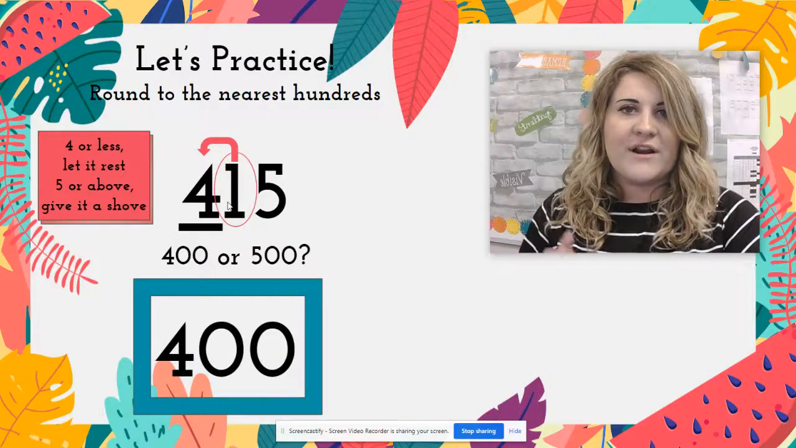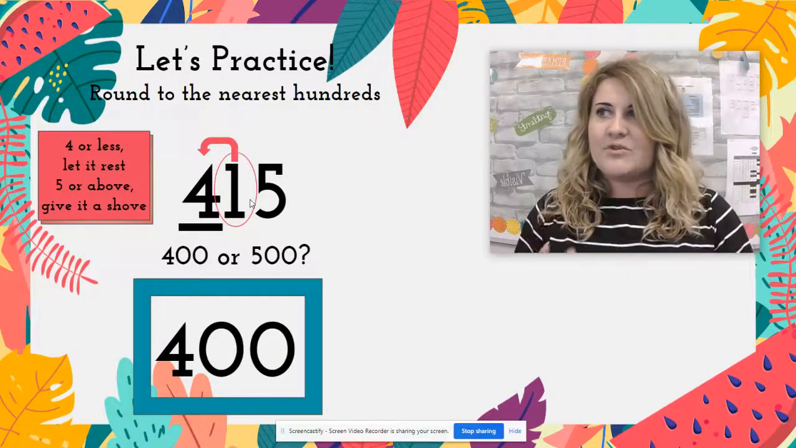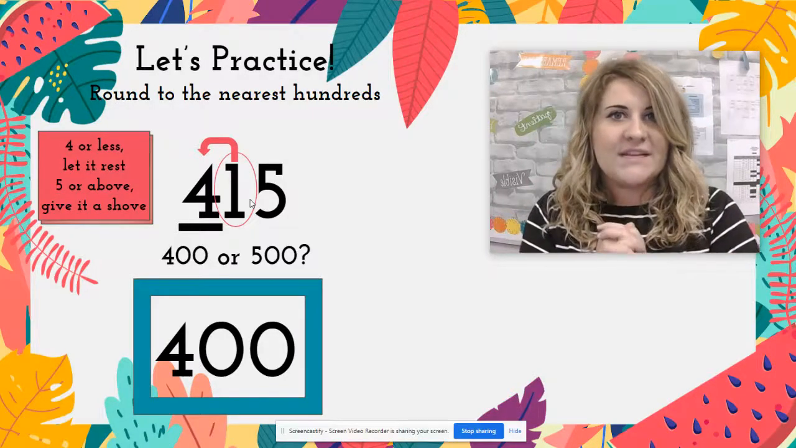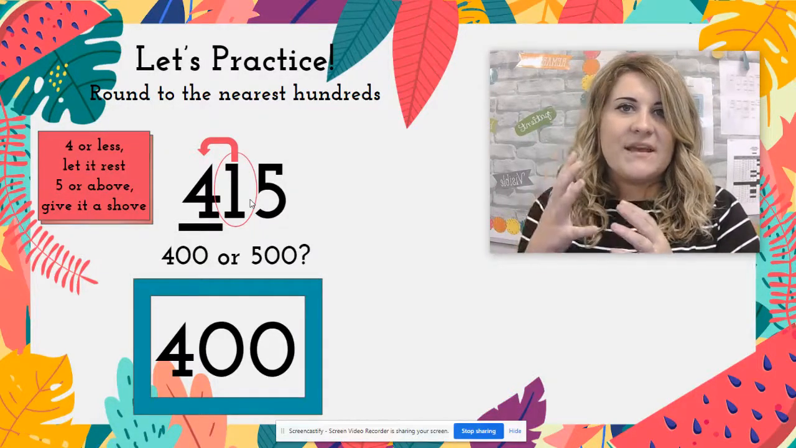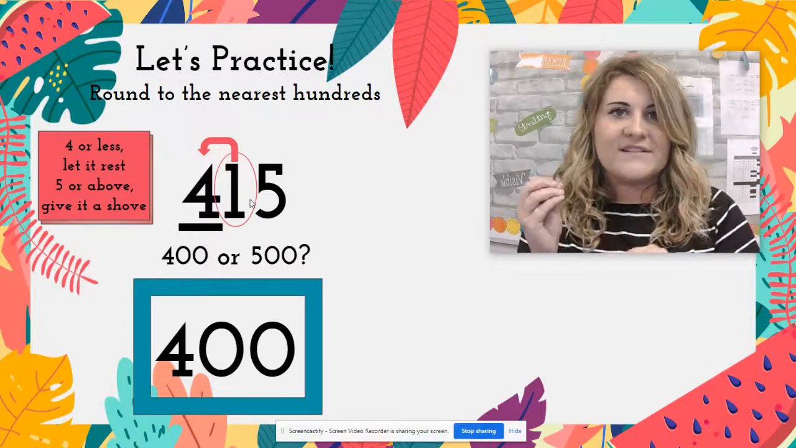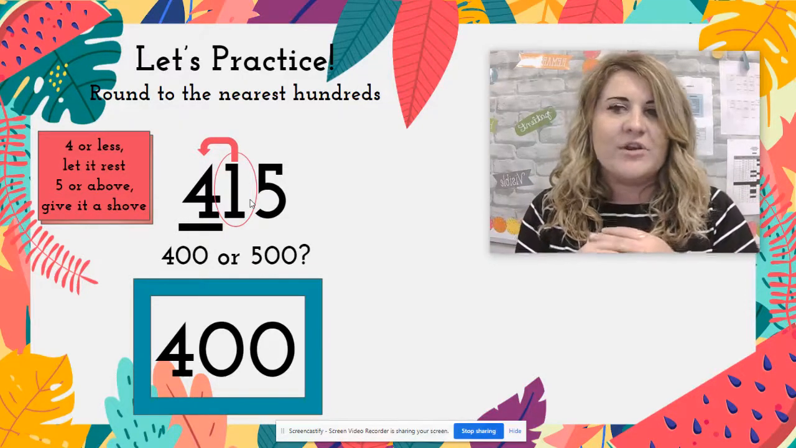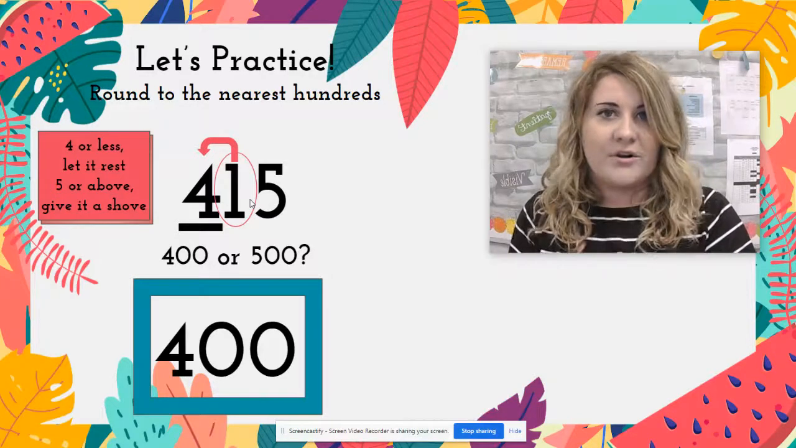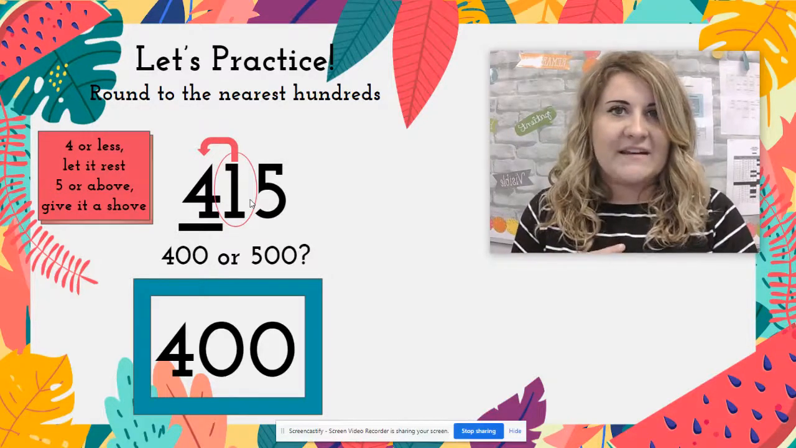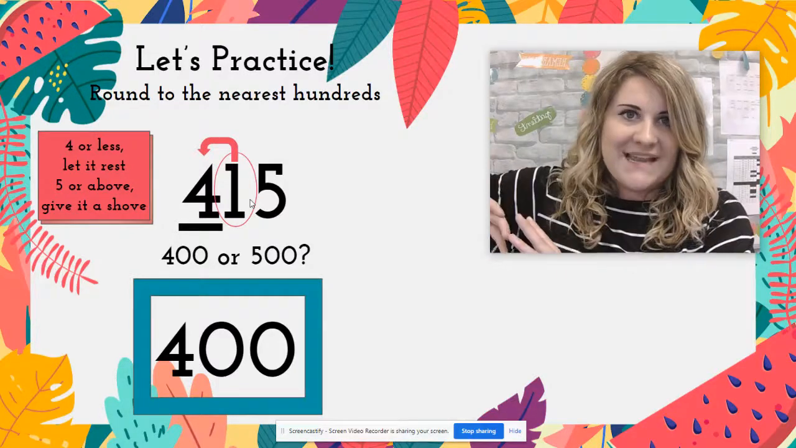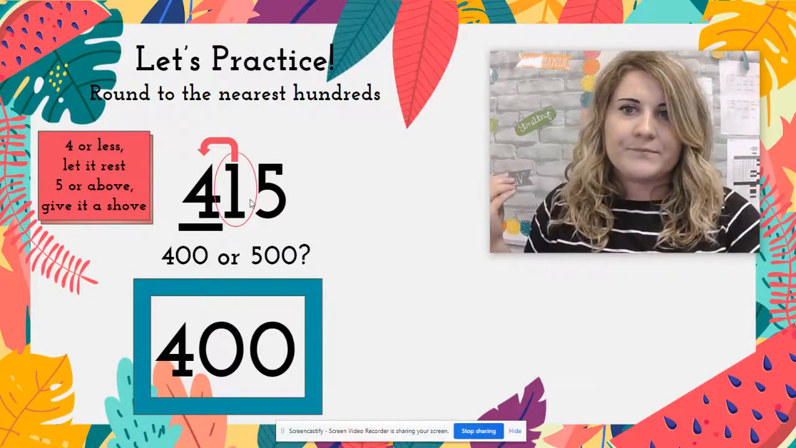That's because 415 comes in between 400 and 500, right? If you have $415, it's going to be closer to $400 than to $500. You're not going to say, oh, yeah, I have almost $500. No, you don't. You have almost $400 because 415 is way closer to 400 than to 500. That's why it would round down to 400, okay?